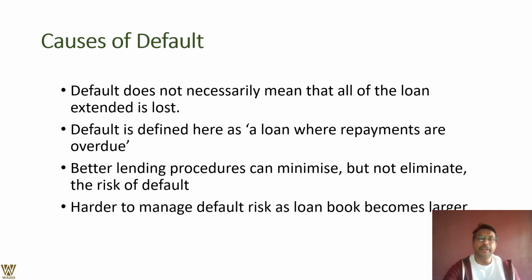Causes of default. Default does not, I repeat, does not necessarily mean that the whole loan amount is lost. Default is defined here as a loan where repayments are overdue. Better lending procedures can minimize, but can probably never eliminate, the risk of default. It is harder to manage default risk as a loan book becomes larger. So that is what default is all about.